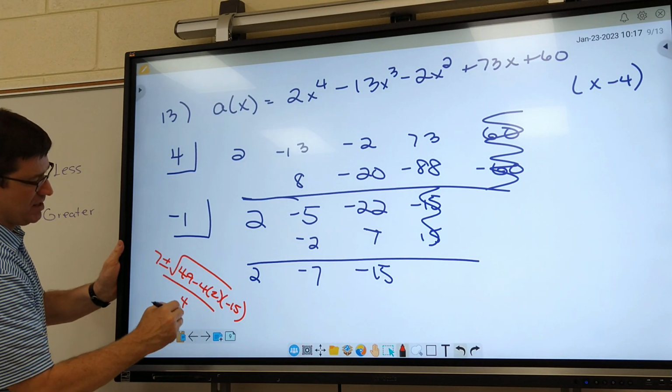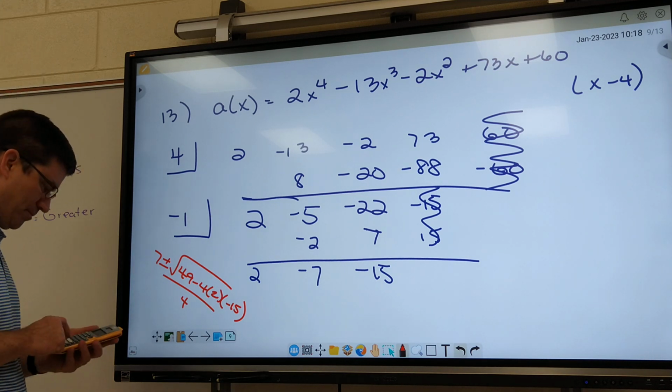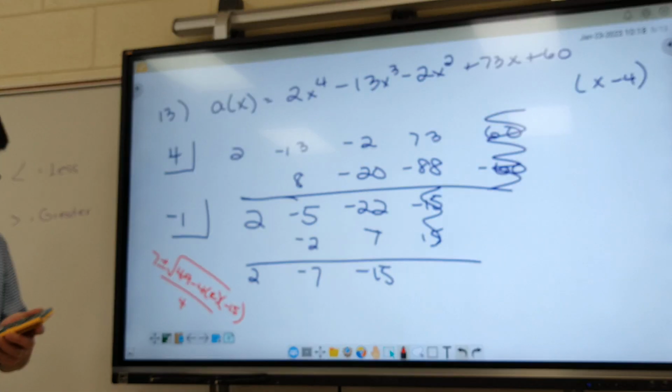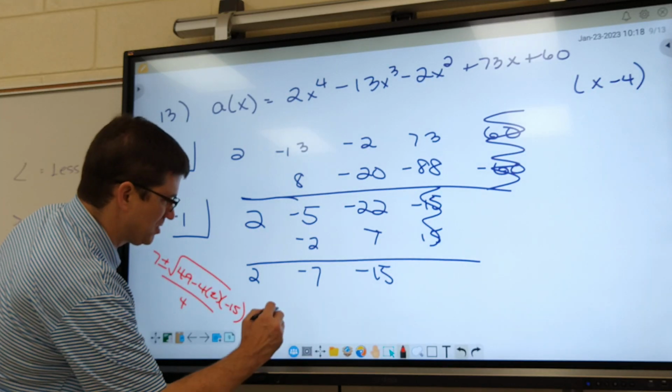All right, we'll give you guys a chance to finish that now. Now the bottom, 14 and 15 are just asking you to do quadratic formula. 14.